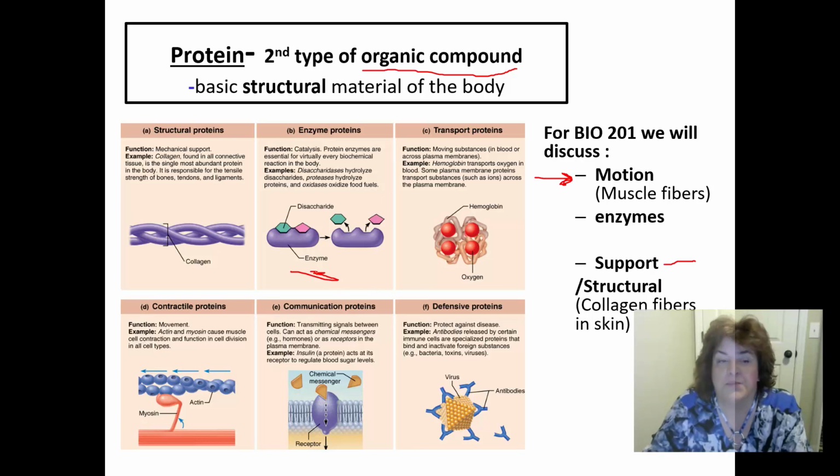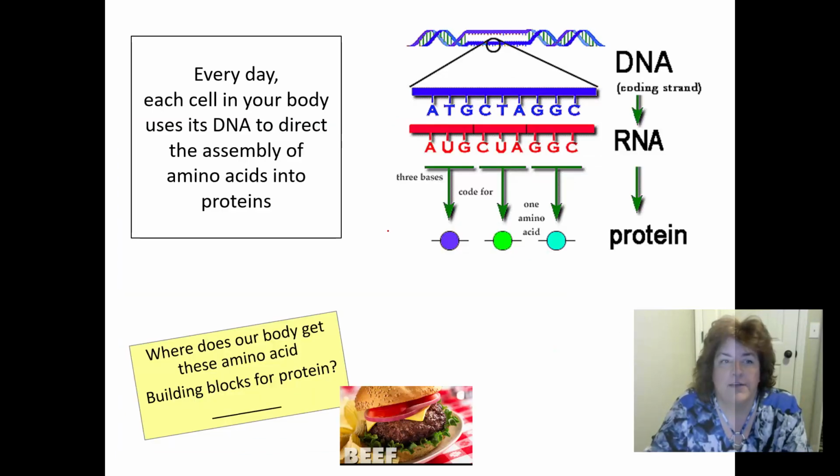These are specialized proteins that speed up chemical reactions. We also have some proteins that are going to carry other substances, such as hemoglobin, the protein that carries oxygen. That is part of your circulatory system. Okay. Now, every day, your DNA is actively producing proteins needed for all kinds of processes in your body.